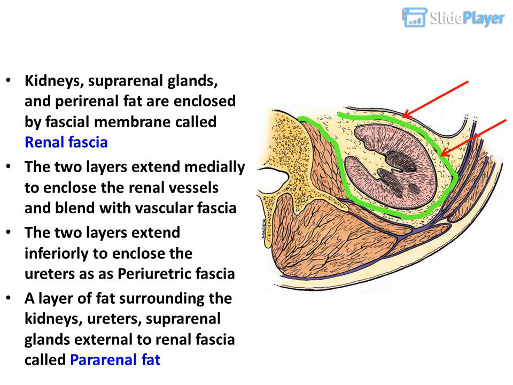The two layers extend medially to enclose the renal vessels and blend with vascular fascia. The two layers extend inferiorly to enclose the ureters as periureteric fascia. A layer of fat surrounding the kidneys, ureters, and suprarenal glands external to the renal fascia is called perirenal fat.